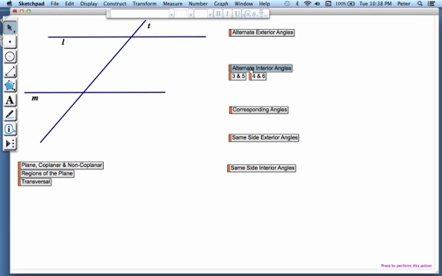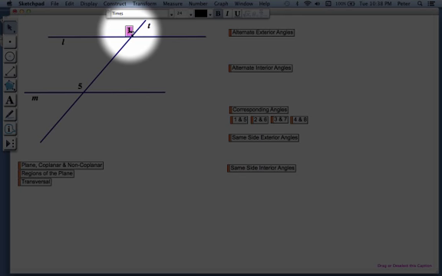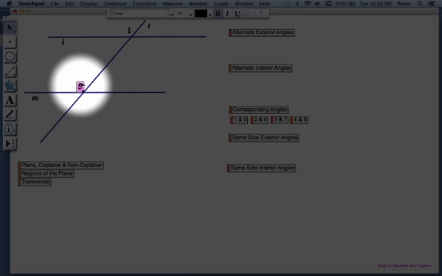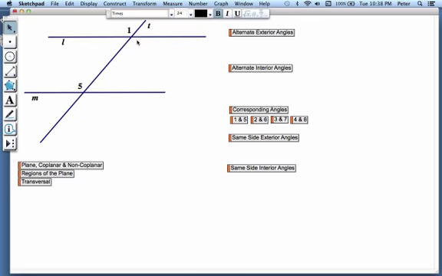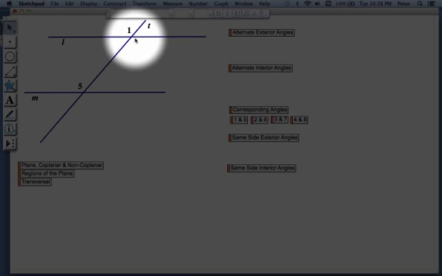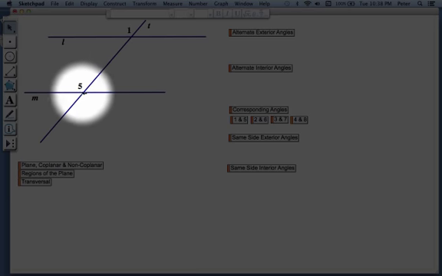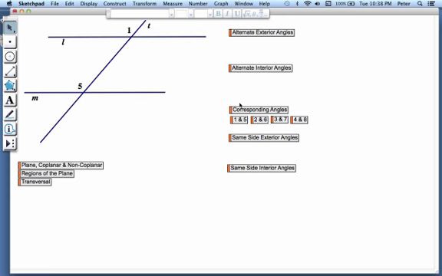What happens when we get another type of angle called corresponding angles? Now you'll see there are several pairs of corresponding angles, and what's different about them is that one of the angles will be in the exterior and one of the angles will be in the interior. Yet they occupy the same relative position at the intersection of the transversal and the first line versus the intersection of the transversal with the other line. So 1 and 5 are corresponding angles. 2 and 6 are also corresponding.